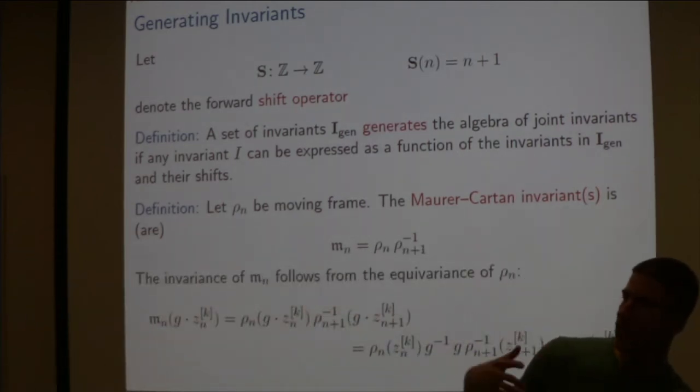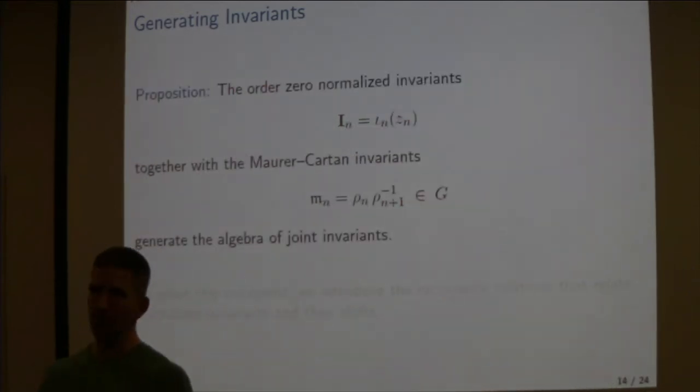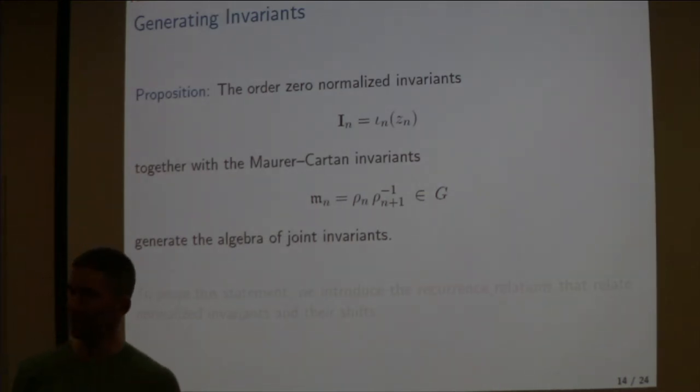The reason why they're called Maurer-Cartan invariants is that Peter Olver at some point introduced what are called the Maurer-Cartan invariants in the differential case, which comes from pulling back the Maurer-Cartan forms that we know when we have a Lie group. And so these invariants are related to those ones in the discrete case.